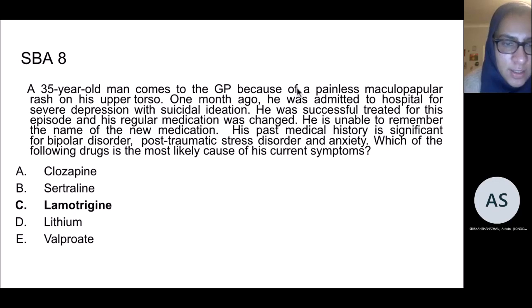And I think he was also started on a new medication. So I'm rereading the SBA. But the point of this SBA is that lamotrigine is a key side effect. One of the key side effects is Stevens-Johnson syndrome. And what you get is he has this painless maculopapular rash on his torso. One thing that you're scared about is, will that rash progress into Stevens-Johnson syndrome, and then even worse, toxic epidermal necrolysis? So if you get people who are on this medication and they have a rash, you might want to think about stopping it.